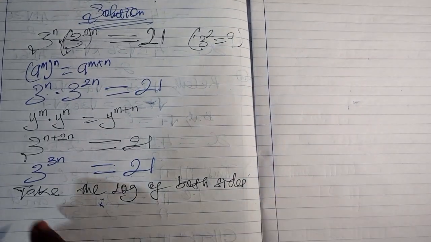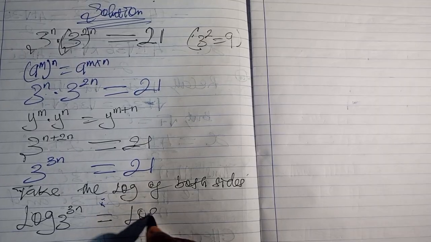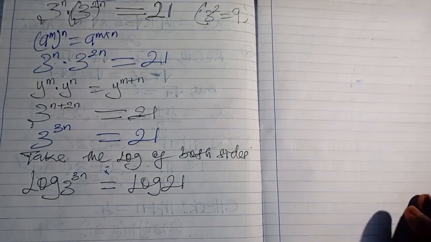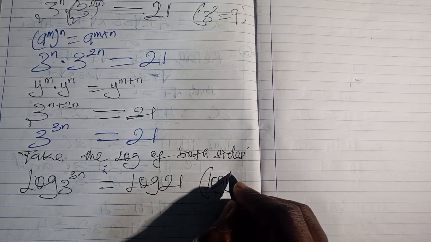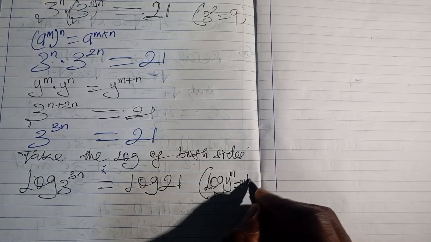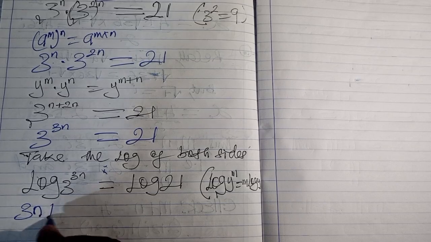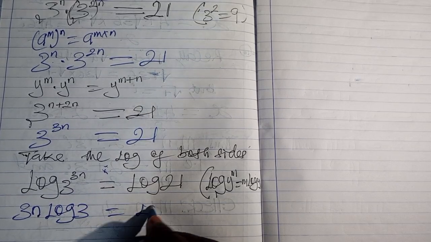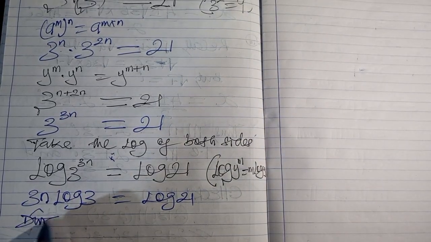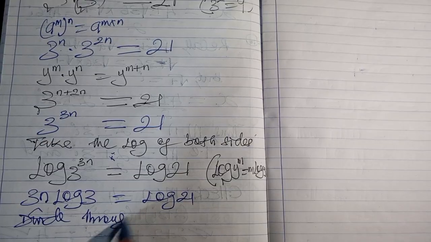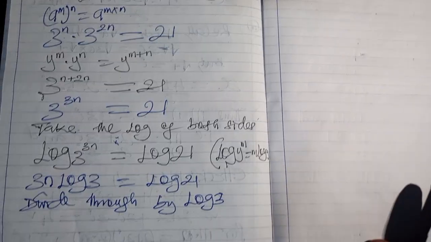So when we take the log of both sides, you have log 3 raised to power 3n is equals to log 21. Okay, when you have log y raised to power m, this will give you m log y. If we apply it here, we can have 3n log 3 is equals to log 21. To find n, let's divide through by log 3.